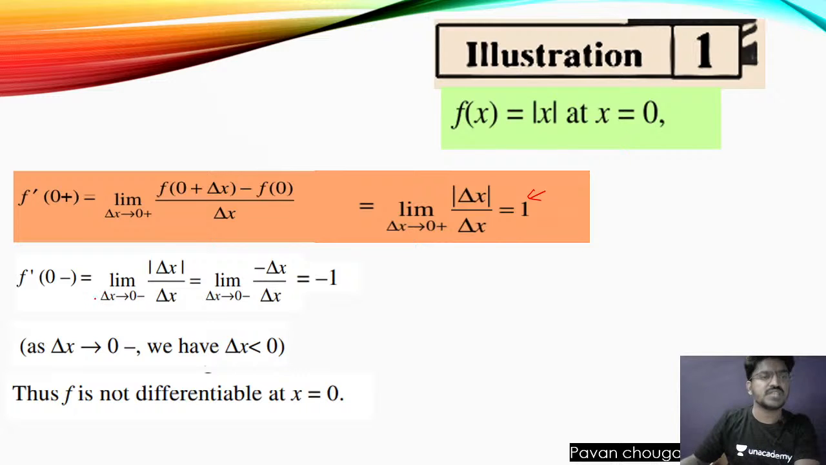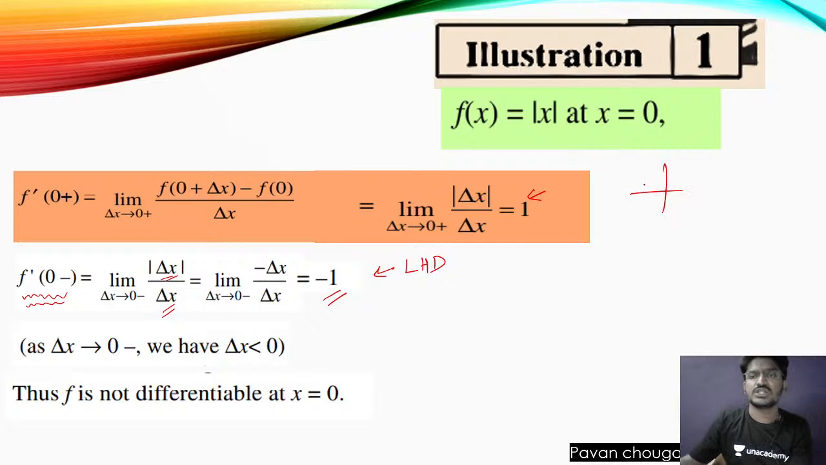Now let us see the left hand derivative. See here. In the same way, they have calculated the left hand derivative, and they have got -1. See this? Delta x divided by delta x.